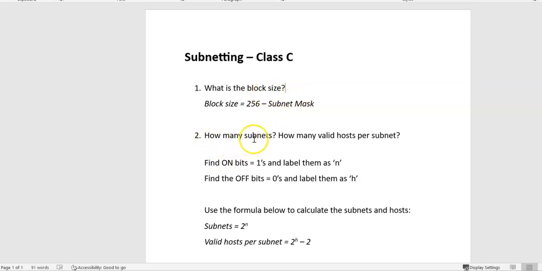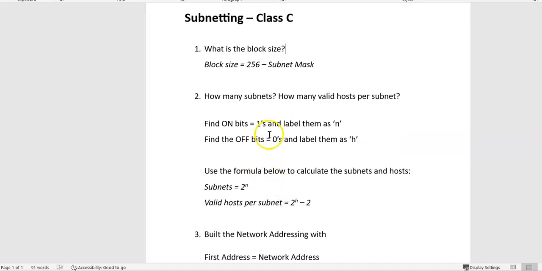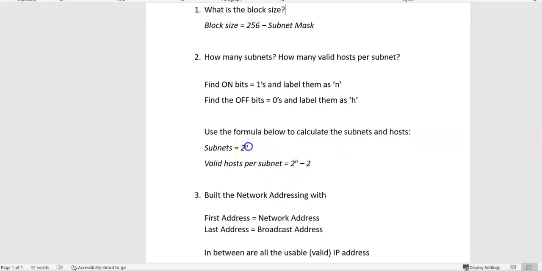What's the block size? How many subnets? And how many valid hosts per subnet? Whatever subnets you find, is it 1? How many subnets in there? How many IPs in there, I mean? And if there are 2, how many IPs in each subnet? Use this formula. First identify where the 1s are and where the 0s are. Then use this formula, 2 to the power of n, 2 to the power of h minus 2, and then you can build your address.